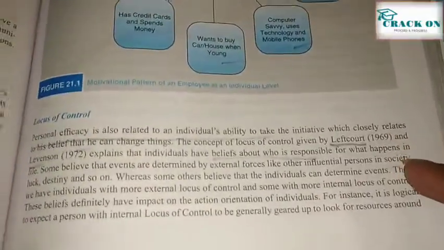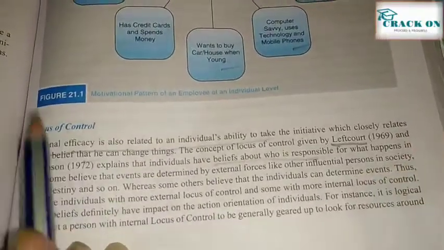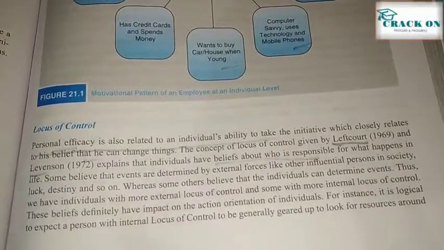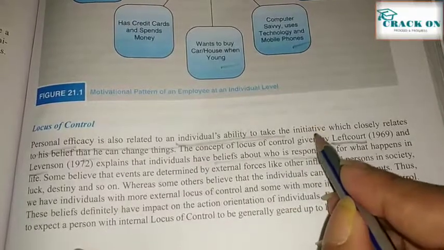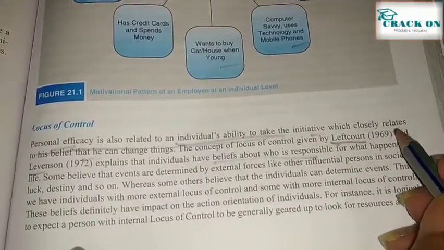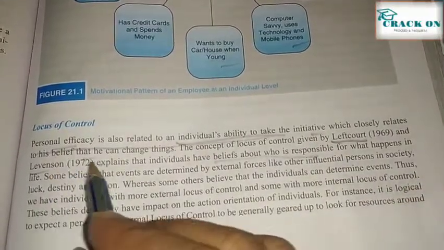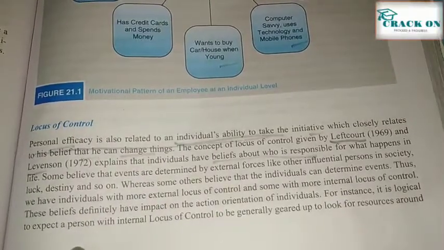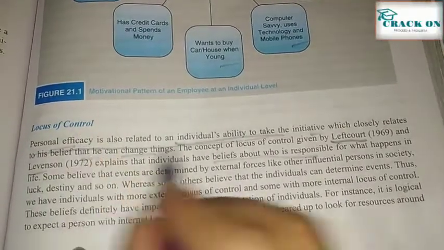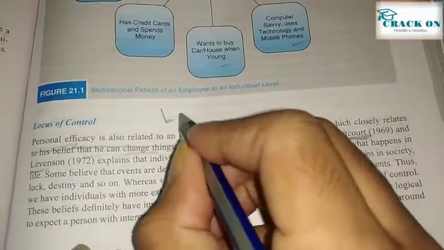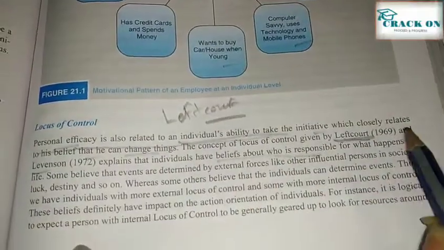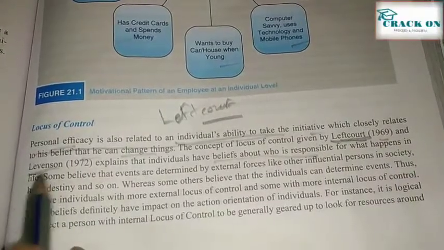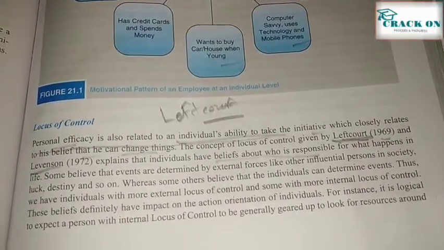So the next important thing is locus of control. Personal efficiency is related to an individual's ability to take the initiative, which is closely related to his belief that he can change things, right? This locus of control was given by Lefcourt, 1969, and Levinson. Remember this term. So what is locus of control?